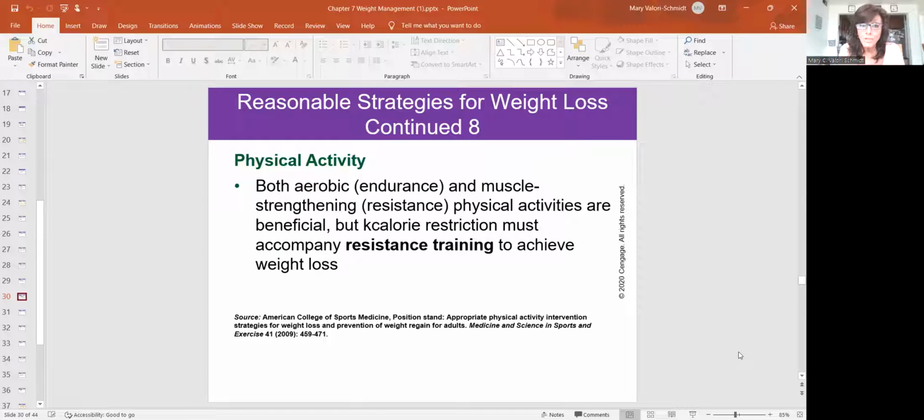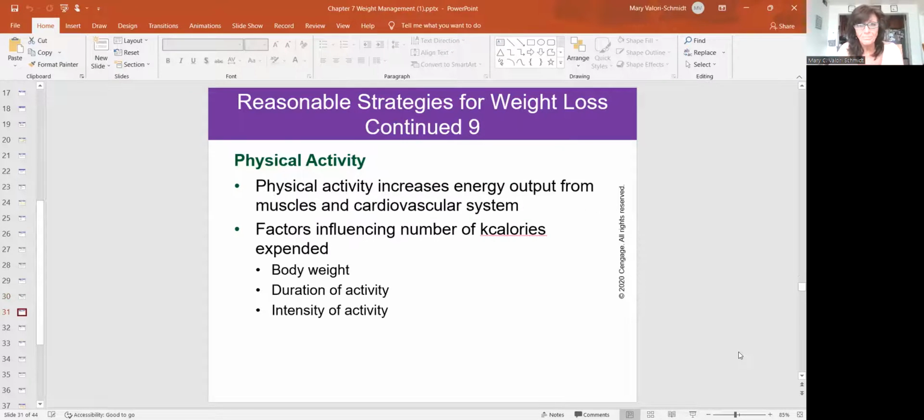Okay, they're beneficial, but you gotta restrict the calories that you're taking in in addition to doing these things, right? It's not one or the other. It's got to be a combination of both. Reduce your caloric intake, increase your exercise and activity, right?